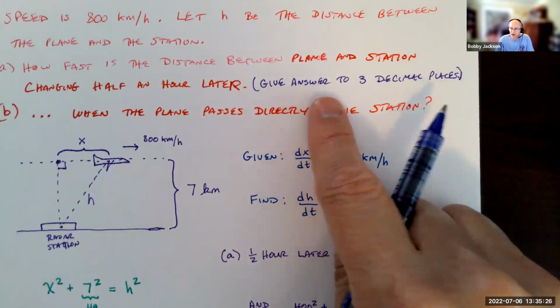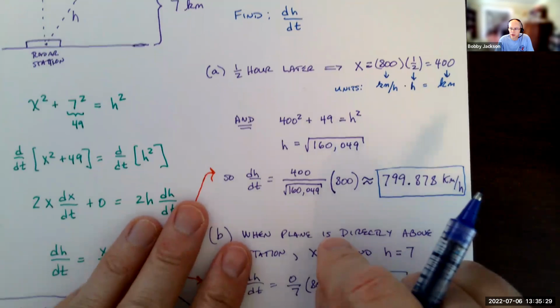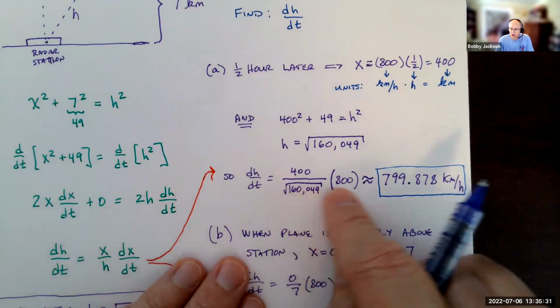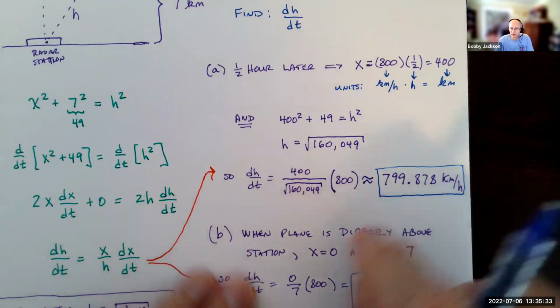Be careful to read. They do say give the answer to 3 decimal places. You want to make sure you do that. Don't round any intermediate results until this final result, so that you don't have any rounding error.